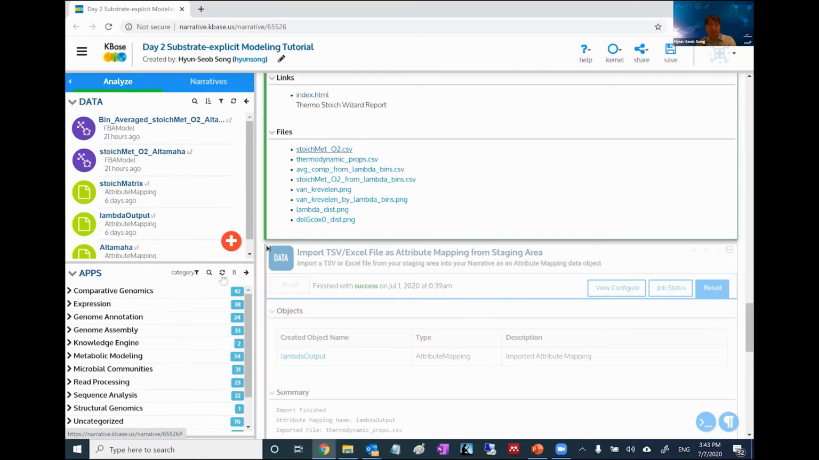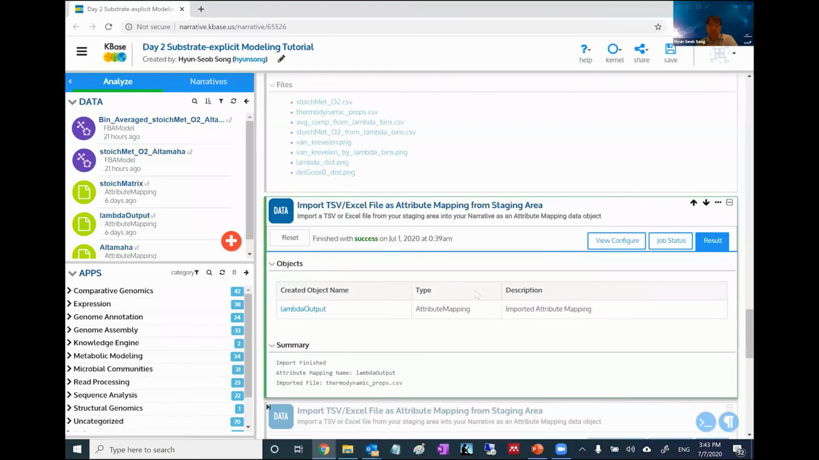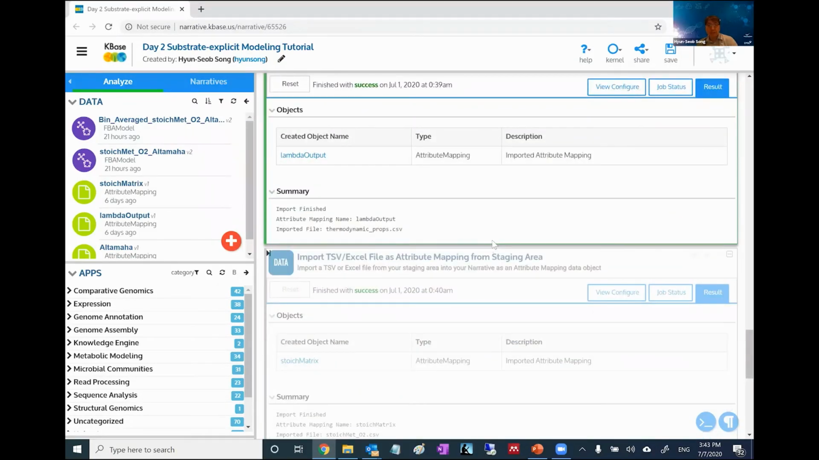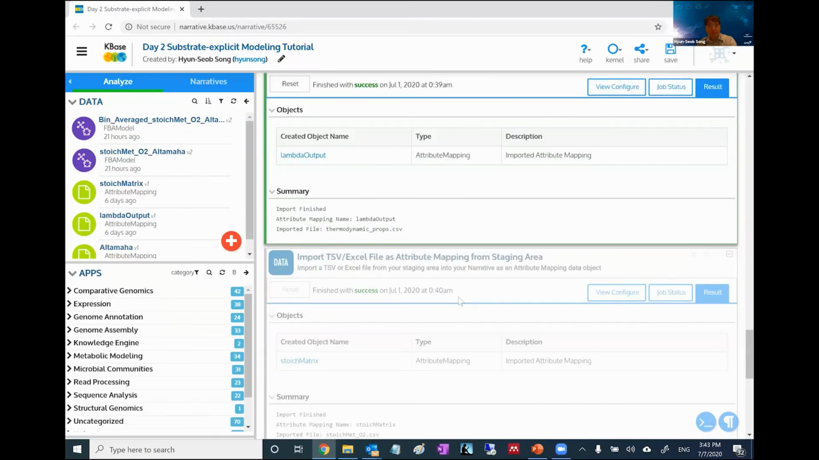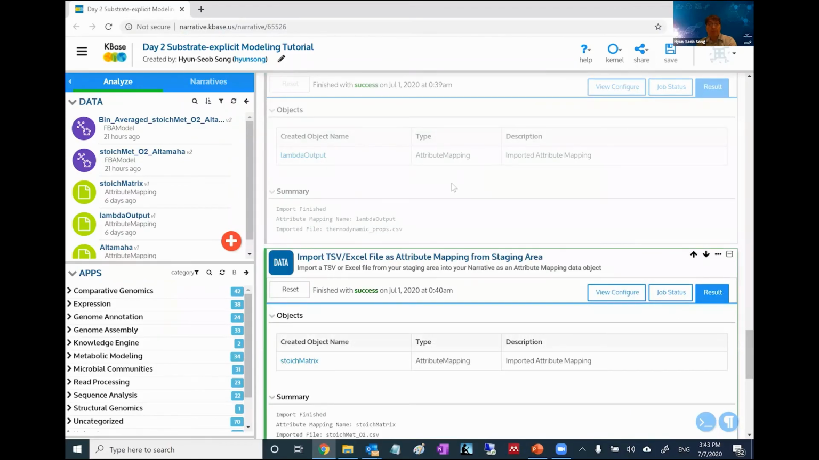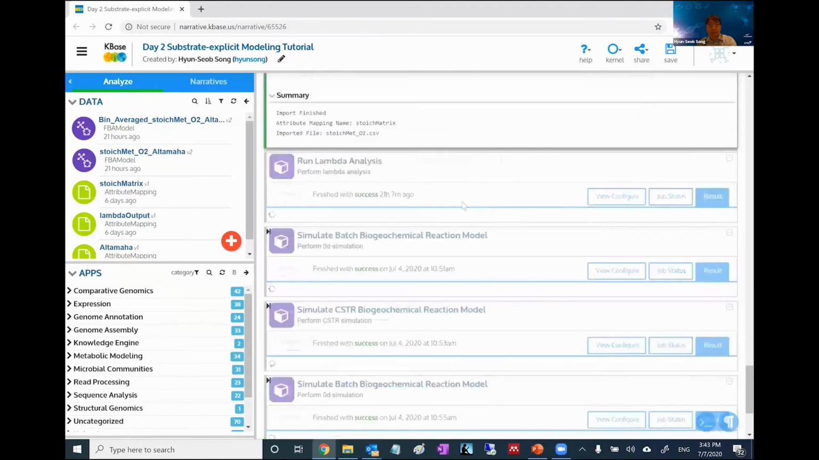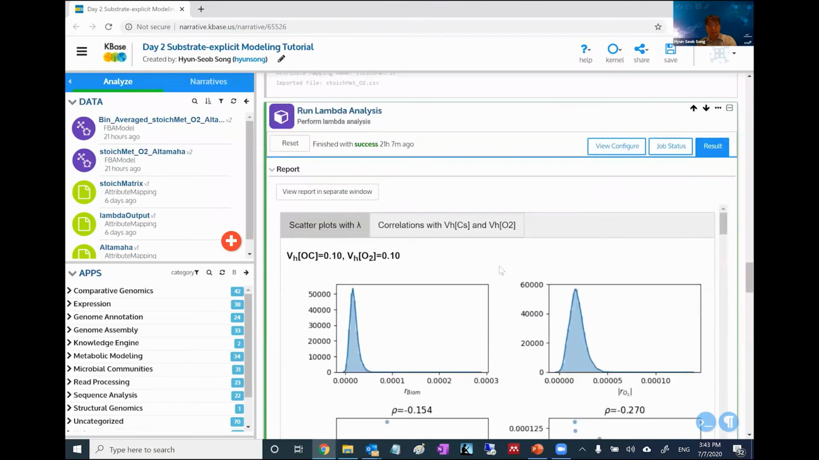These are inputs. You have to download them, then upload them in the staging area again and import them here. This is a little inconvenient, but it is a necessary step. Then you have to incorporate, first of all, the thermodynamic properties, and then the stoichiometric coefficients, and now you're ready to run the lambda analysis.